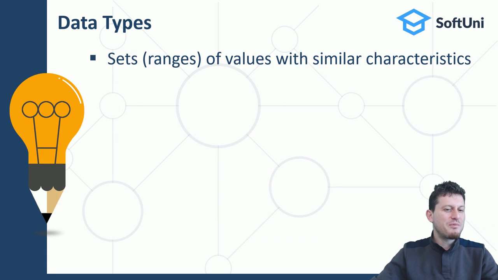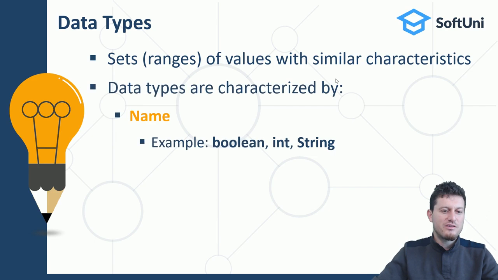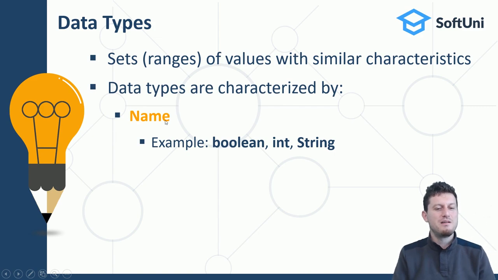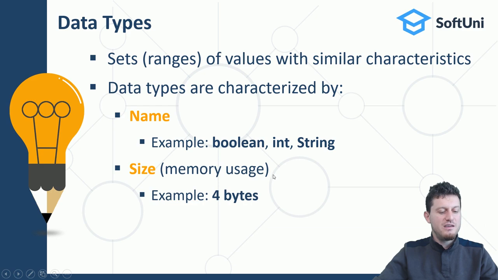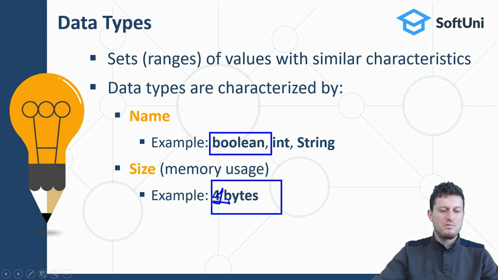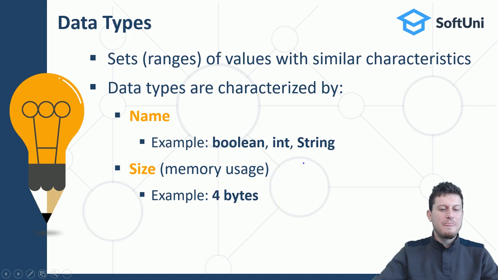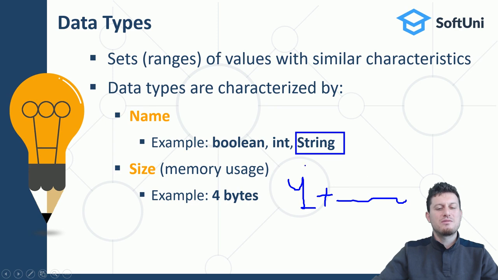Okay, so data types might be defined sets or ranges of values with similar characteristics, like numbers, like dates, etc. Data types are characterized by name. Data types have a name, like Boolean, like int, like string in Java, and these are related to certain Java keywords or classes. They have size. For example, the int type is 4 bytes. The Boolean type is 1 byte only, just 1 byte. Strings hold 4 plus a variable number of bytes.